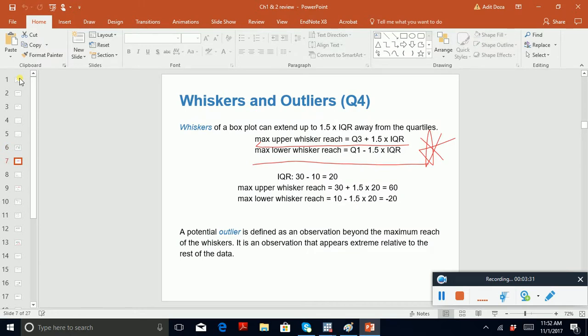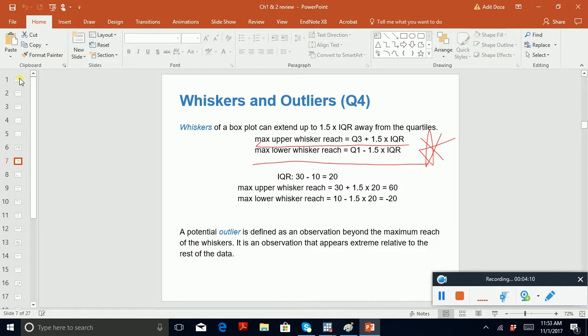Question number 4. I asked you to calculate the upper whisker and the lower whisker. First, before calculating the whisker, you need to calculate the interquartile range. What's the interquartile range? The upper quartile minus the lower quartile. Q3 minus Q1, you will get the interquartile range. Once you have the interquartile range, you can just plug into this formula: Q3 plus 1.5 times IQR. You will get the maximum whisker. Then the lower whisker is Q1 minus 1.5 times IQR. IQR is the interquartile range.